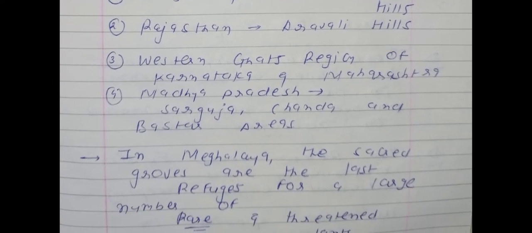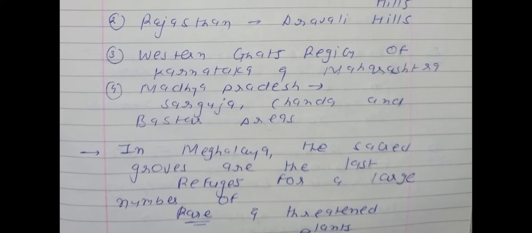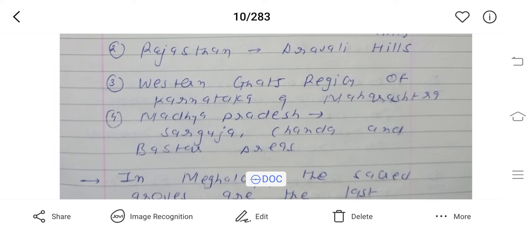Now see, the last point: in Meghalaya, the sacred groves are the last refuge for a large number of rare and threatened plant species. So we can say that Meghalaya has different types of plants which are very rare and now in the threatened category. So it is a very important thing. You will remember all this.